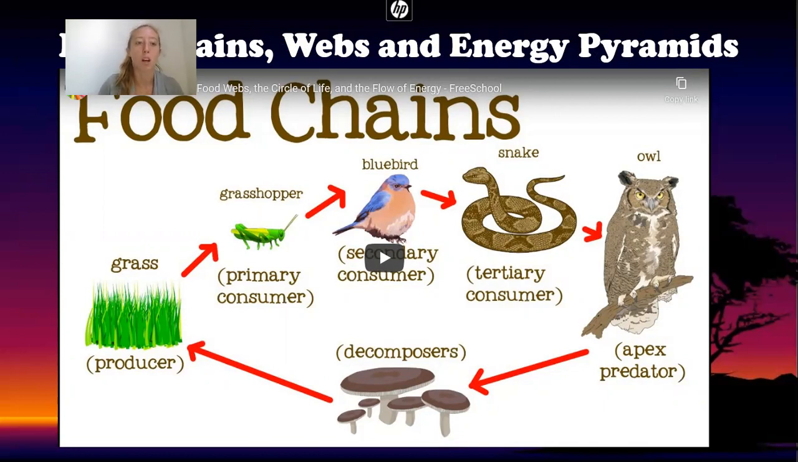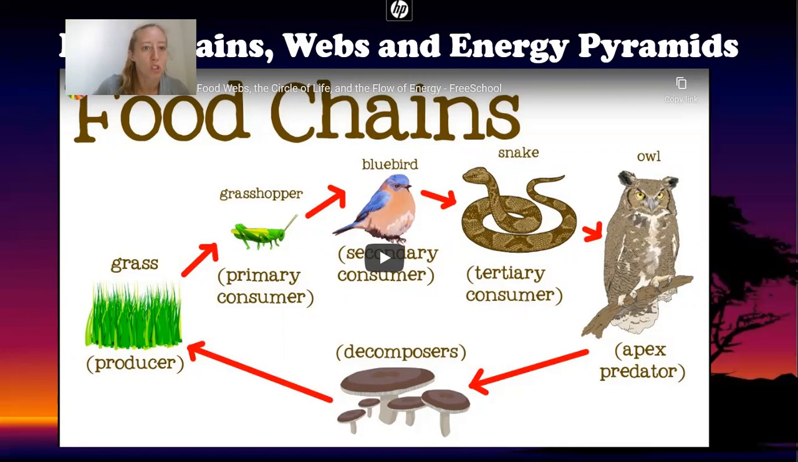The owl would be considered a quaternary consumer because it's the fourth one to get to the energy. Quaternary means four, like quarters, right? There's 4 quarters in a dollar. And it is also considered the apex predator. Now remember that everything that lives will eventually die, okay? Even though nobody's eating the owl, if the owl dies of old age and falls on the ground, there are other organisms that can break down dead things and decompose them.